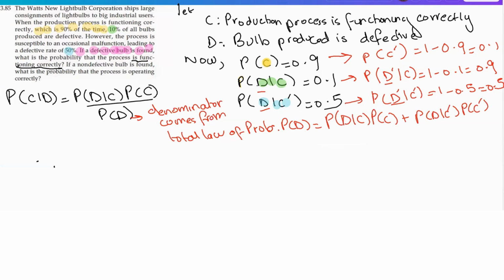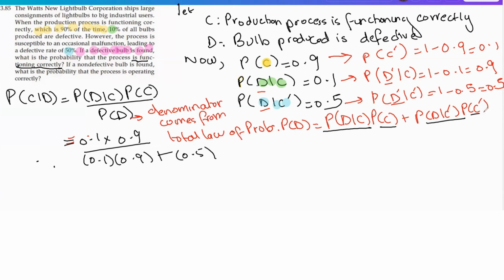Now let's just plug in the numbers. The probability of C is 0.9, and the probability of D given C, like we said, is 0.1, into the probability of C, which is 0.9, plus the probability of D given C prime is 0.5, into the probability of C prime, which is 0.1. We found it over here, we deduced it using the complement rule. And then this just becomes basically, okay, so we did not. It cannot be 4 point. Let's just see what this is. Just a sec.